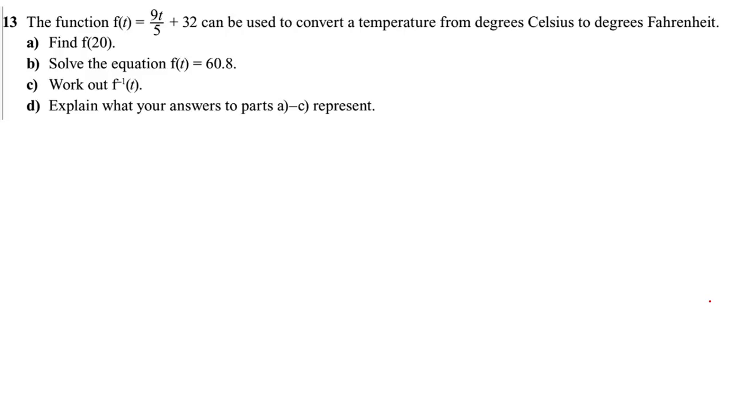In other words, when t is 20, what is f of t going to be? So where t is, we put in 20. What is f of t going to be? What is the temperature going to be in degrees Fahrenheit? That is what f of t refers to. t is the temperature in degrees Celsius.